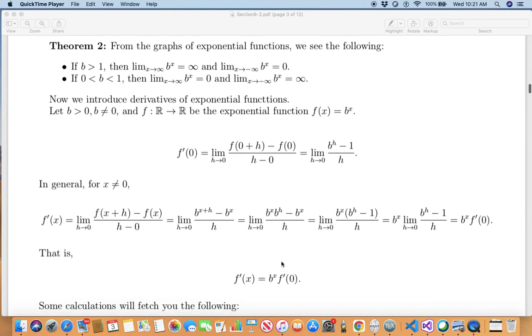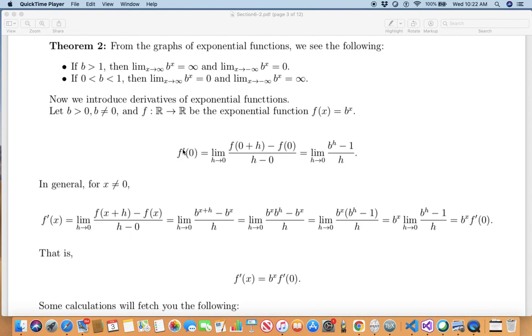All right, now we want to introduce derivatives of exponential functions. So choose any base. Base greater than 0, base not 1. Why? Because if base were 1, then you have a constant function. You know derivative of constant function is 0, nothing much to do. So assume that your base is not 1. Okay? So make sure that's base not 1. Okay? So consider the exponential function.